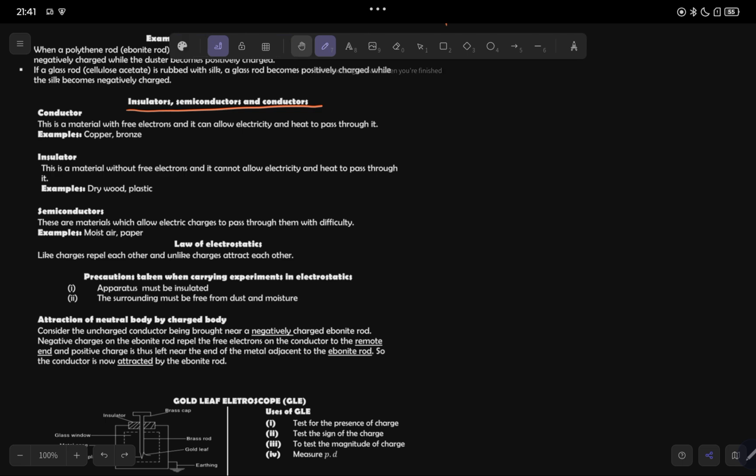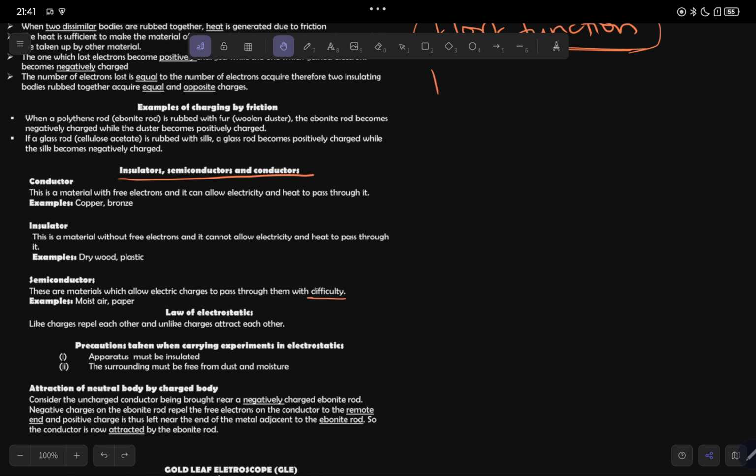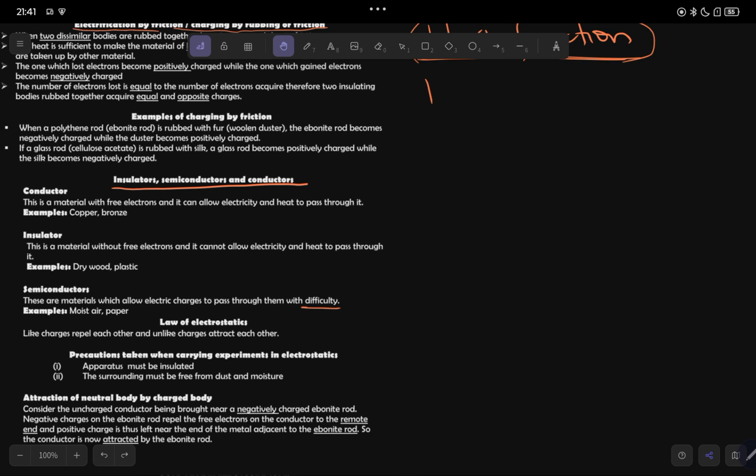Semiconductors. Semiconductors allow electric charges to pass through them, but minimally or with difficulty. And these ones always break down and conduct current or allow charges to pass through them at very high temperatures. You need to heat them seriously for them to allow current to pass through them or charge to flow through them. Those are semiconductors. Examples include moist paper, moist air, paper, and others.